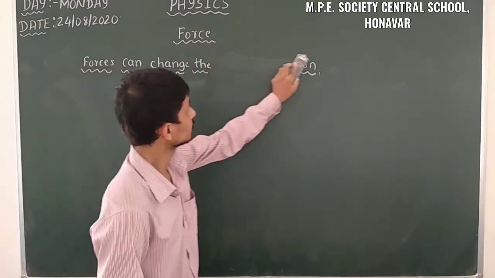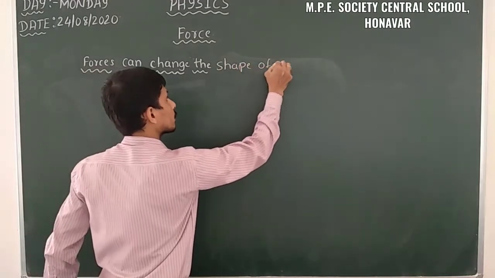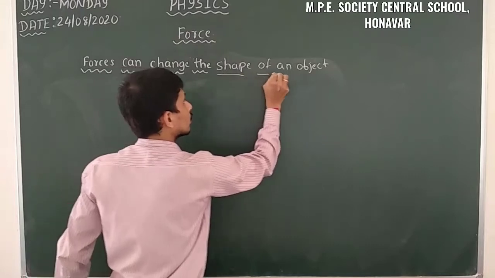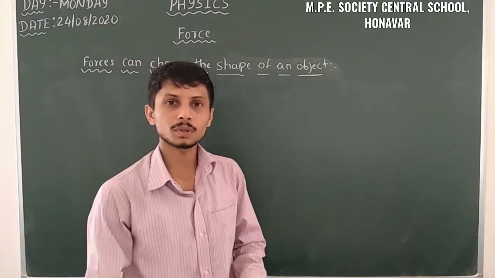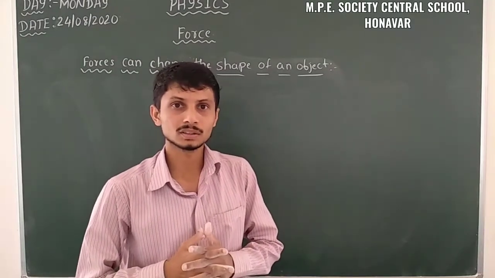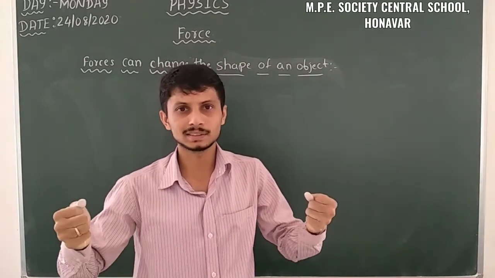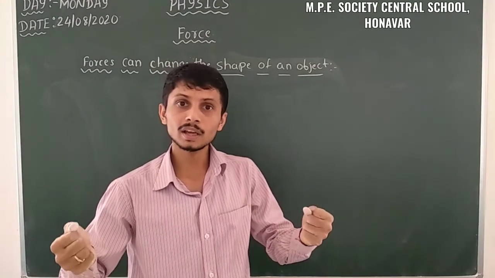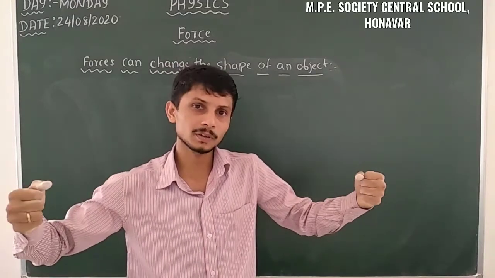Forces can change the shape of an object. Here the forces are responsible for changing the shape of an object. When we consider the spring and pull the spring on both sides, the shape of the object changes. Here we have to apply forces in different directions. Here also we have to apply them in different directions.